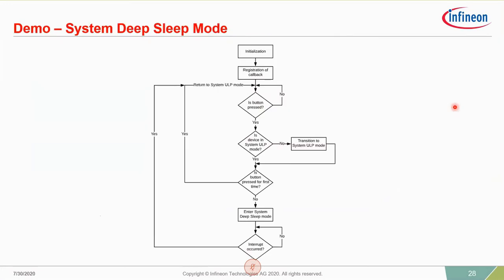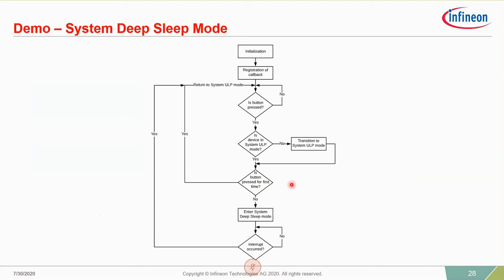This is the functional flow of the second application. So first we have all the initialization. It is very similar to the blinky LED that I talked about before, but here I've used a timer to blink the LED. And the second step is to register the callback. And then in the main loop, it checks if the button is pressed or not. If the button is pressed, then it will transition the device into system ultra low power mode if it is not in ultra low power mode already.